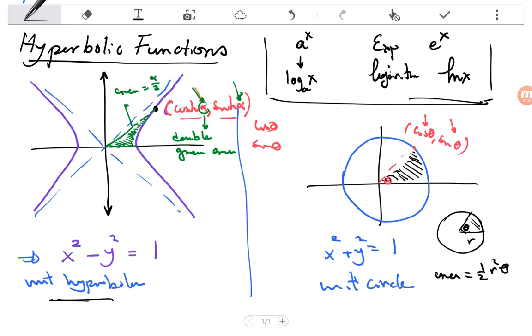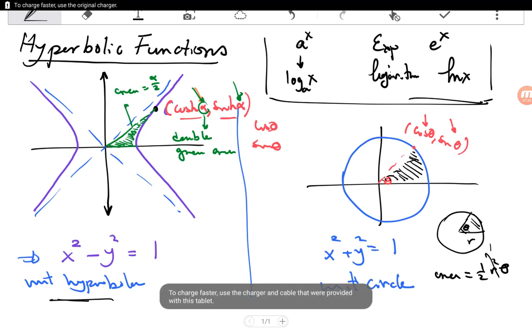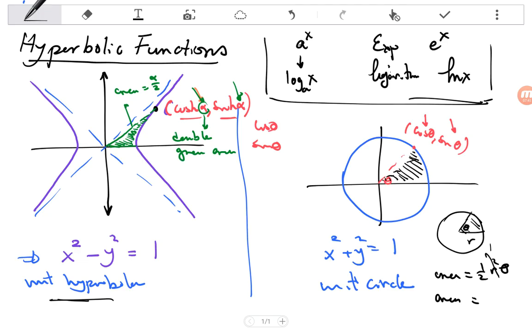Half of r squared theta. Okay? So when we have a unit circle, we have r equal to 1. If we have a unit circle, we have this to be 1. So what is the area in the case of the circle? It is just half of theta. Okay? So this definition is much as an analog to this definition too.